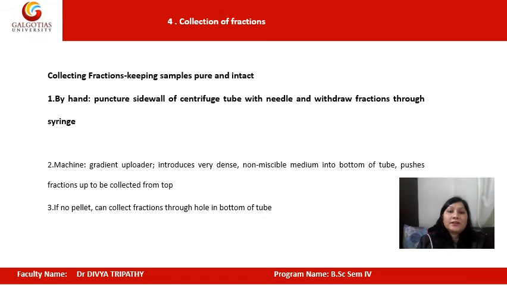Now the fourth step is collection of fraction. The main thing we should keep in mind is that we have to keep our sample pure and intact. This collection of fraction can be done by hand. In this method, we can puncture the side wall of the centrifuge tube with a needle and withdraw the fraction through a syringe. A machine like a gradient unloader can also be used to collect the fractions. This introduces a very dense, non-miscible medium into the bottom of the tube and pushes the fraction up to be collected from the top. Suppose no pellet is formed, the fraction can be collected by making a hole at the bottom of the tube.